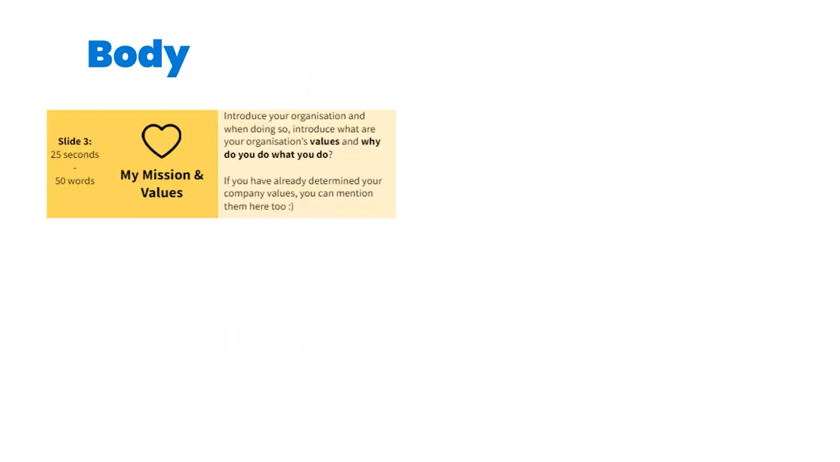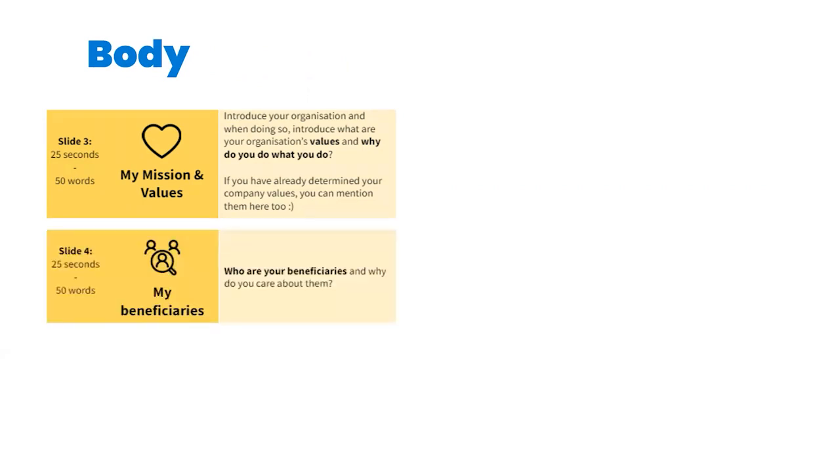We then move into the body. And this is like what is also referred to sometimes as the meat and potatoes, okay? It's the main bit of the pitch where you're talking about your organization, and also the story of the organization. So what's your mission and your values, right? What does your organization do? Yeah, so what is it and why do you do it? Who is it your organization is serving? Who are your beneficiaries? Why do you care about them? Why are you trying to help them?